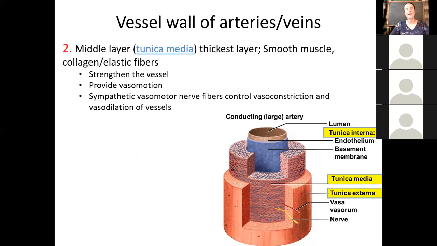Okay. Next, the middle layer, the tunica media. This, of course, is the thickest layer. It consists of smooth muscle. Essentially, this smooth muscle, depending on how thick it is, can keep open vessels, right, as opposed to ones that collapse when there's not a lot of blood in them. So it can keep the vessel open. The smooth muscle itself can provide vasomotion.